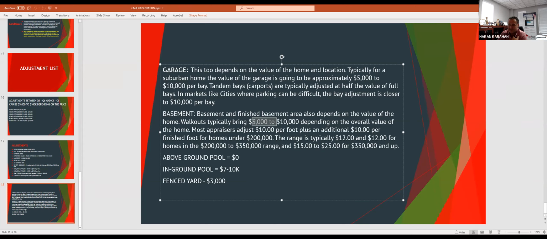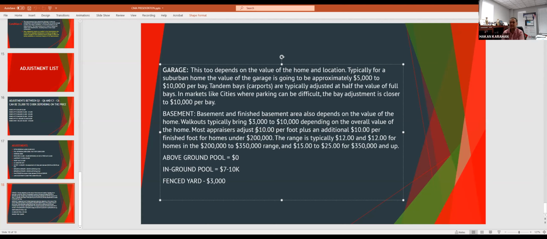So basement, finished basement area also depends on the value of the home. Walkouts typically bring $3,000 to $10,000. If the home has a walkout basement, that is more valuable than a home that does not have one. A walkout basement does not mean a Bilco door. We're talking about full walkout basements. Most appraisers, see, this is the funny part. You can spend, I don't know, $30,000 to finish a basement. The adjustment is going to be $10 per square foot. So if you build an 800 square foot basement, in the appraiser's eyes, that's $8,000.